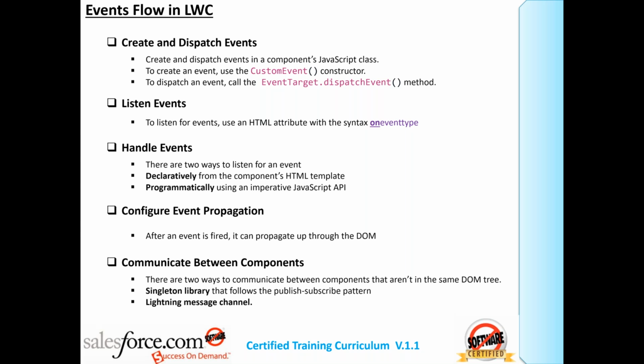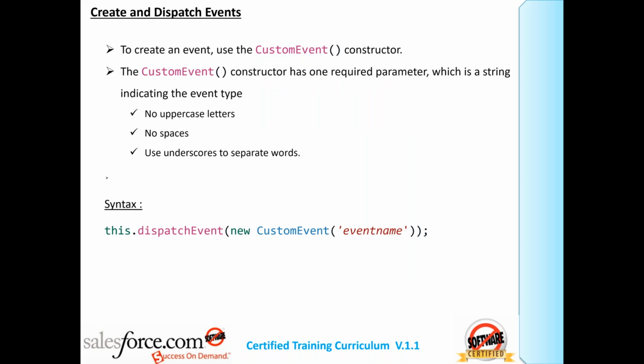Done. Now let's understand. First step, create and dispatch event. What is create and dispatch event? These are all done in a single step, a one line command. To create an event, we use the custom event constructor. First step, put a heading called create and dispatch event. Write down the points. Inside that, there are 3 steps I gave you.